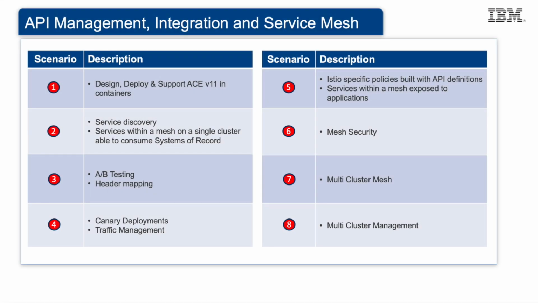In this video, we've analyzed scenarios around the usage of API Connect, AppConnect Enterprise, and Istio, focusing on DevOps for containerized integration servers, service discovery using Istio, A/B testing and canary deployments, use of API Connect together with Istio, and finally securing the mesh using DataPower. In another video, we will treat the use cases for multi-clusters, seeing how Istio can provide a multi-cluster mesh and how multi-cluster management capabilities can be used to manage applications and application components across clusters.